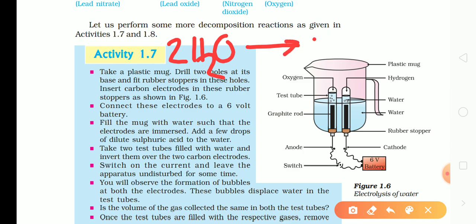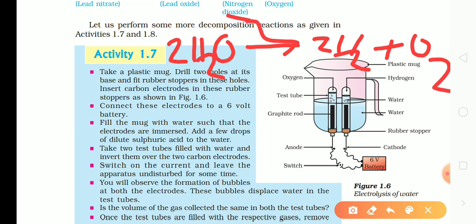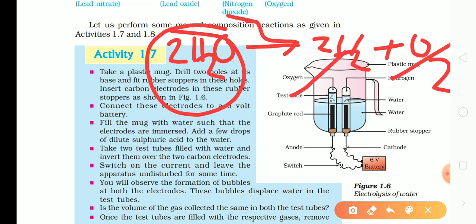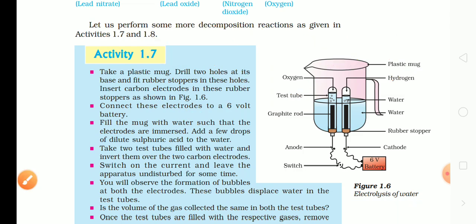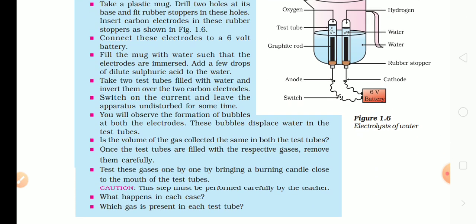2H2O gives 2H2 plus O2. The reagent is, in fact, electricity. After decomposition, it is very clear it's a decomposition reaction, because only one reactant was there and it is converted to more than one product. You can see 1 mole of oxygen and 2 moles of hydrogen. That's why the amount of hydrogen in the test tube is higher compared to the amount of oxygen. When a decomposition reaction takes place with the help of electricity, it is called electrolysis.